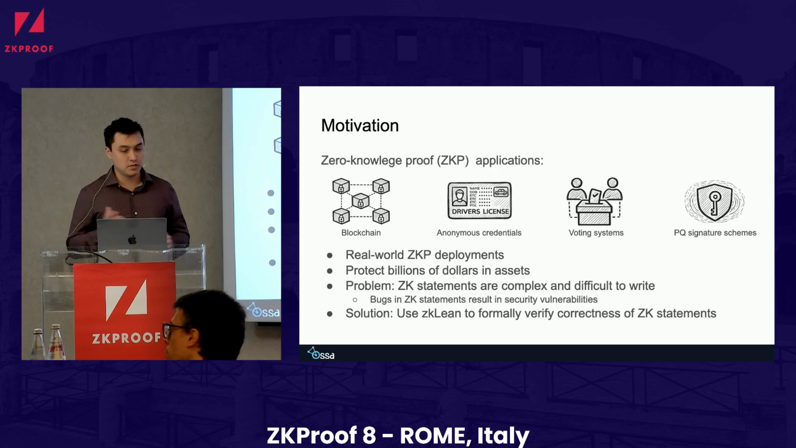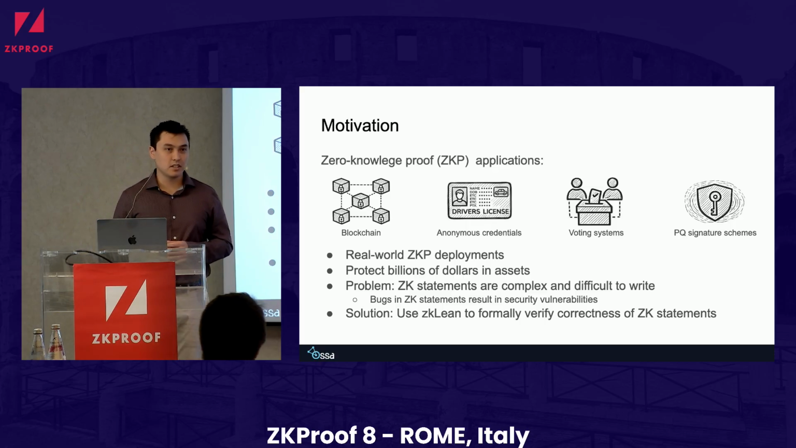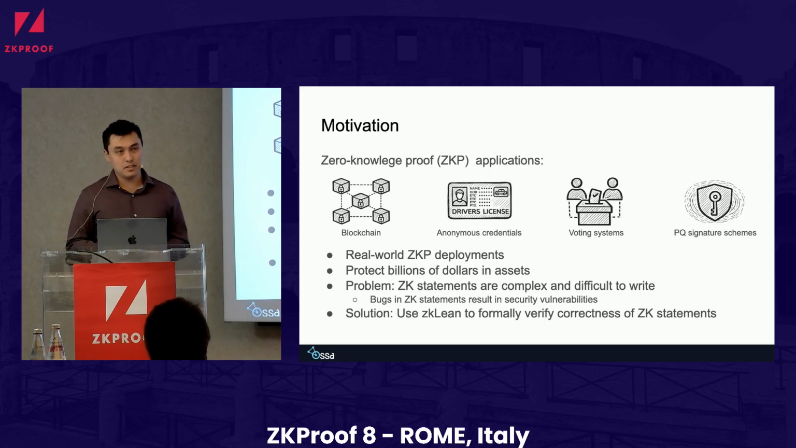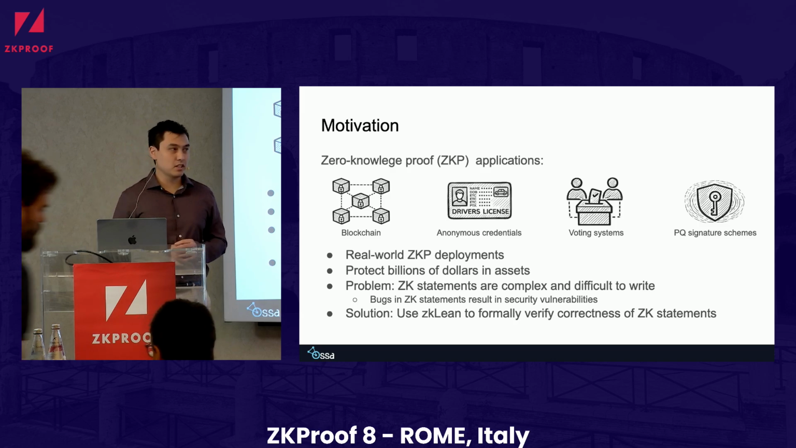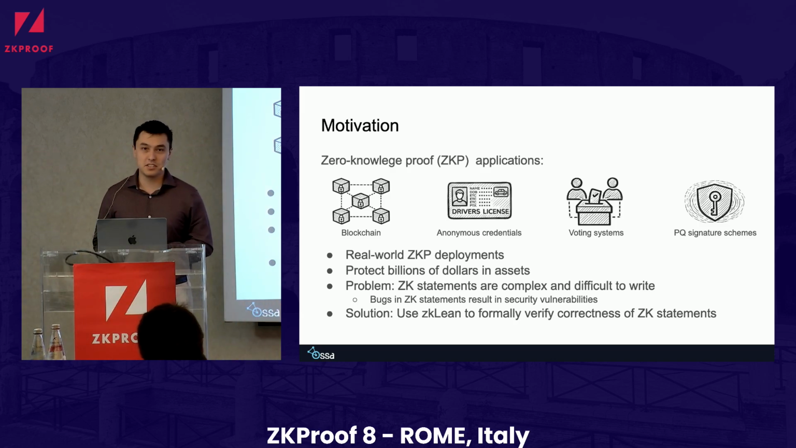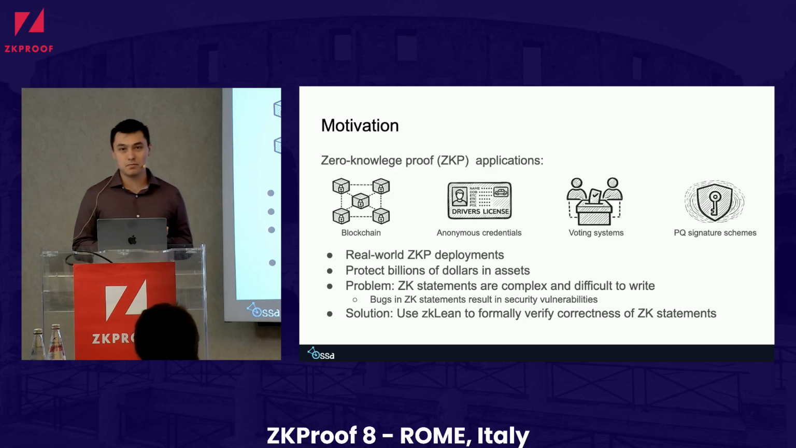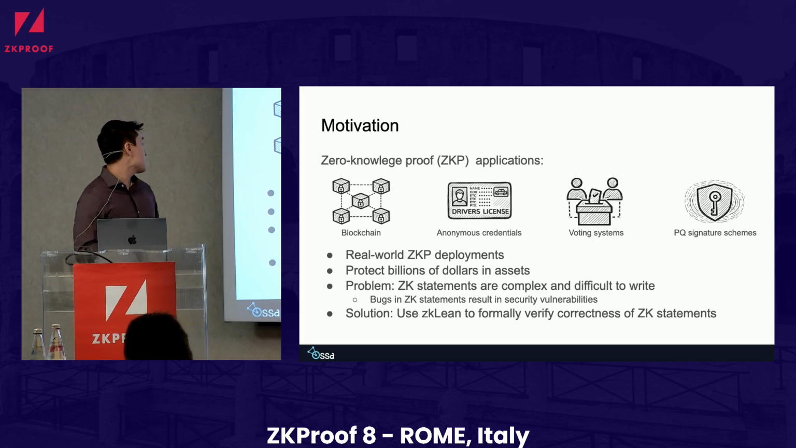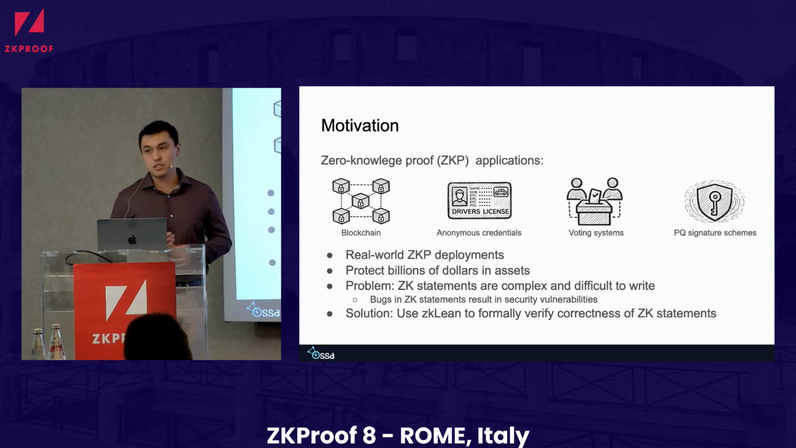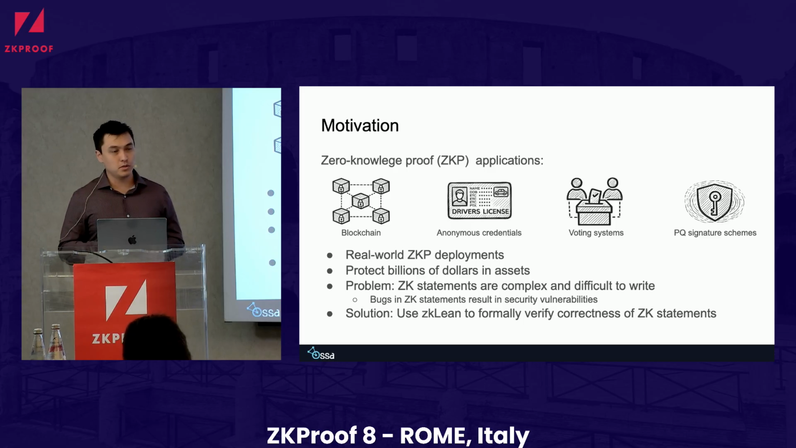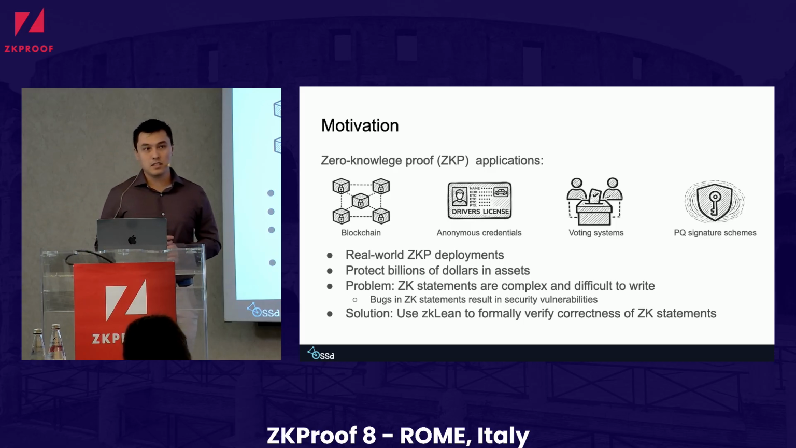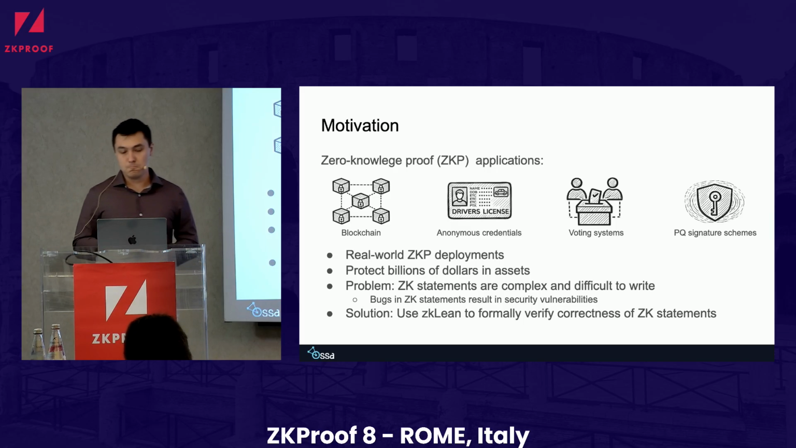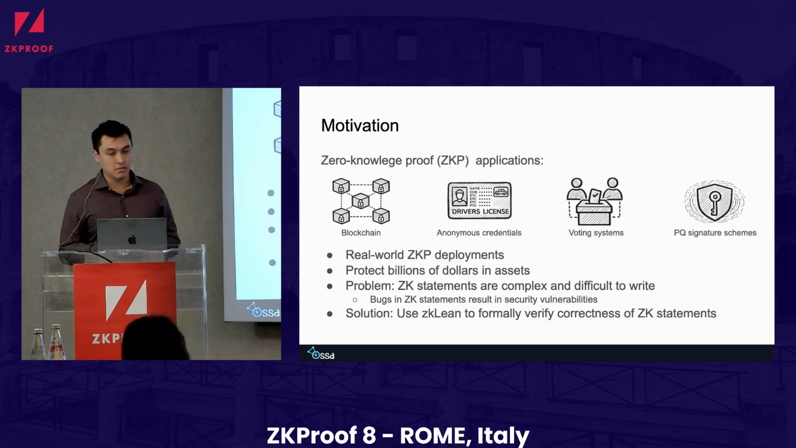So as most of us probably know, zk statements can be complex and difficult to write. If you have a single soundness bug in your implementation, this can render your whole proof system basically worthless, and you can prove false statements or anything like that. So the solution we're proposing here is to use zkLean. You could use zkLean to verify that your front-end zk statement is correct with respect to some specification, and you can use this to verify soundness of your system.